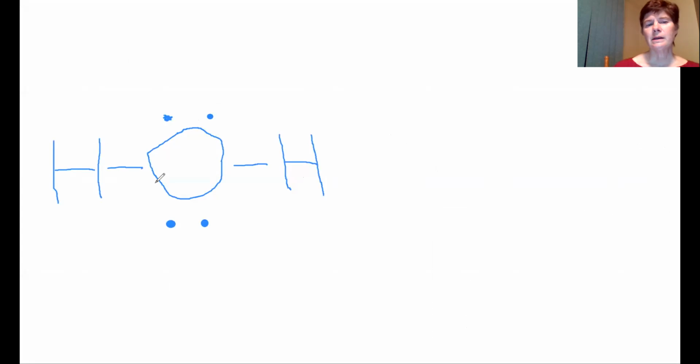So we totaled our valence electrons at 8. So this bond is 2 electrons, so that's 1, 2. This lone pair, 3, 4, 5, 6, and then 7, 8. So our valence electrons do equal the electrons that we have in this electron dot structure.